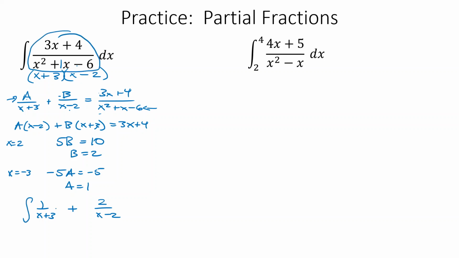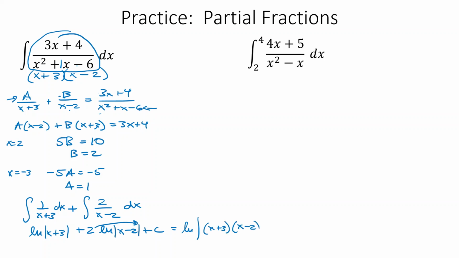Now we can just split it up and take the integral of each part. So we get the natural log of the absolute value of x plus 3 plus 2 times the natural log of the absolute value of x minus 2, plus c. You can leave it like that if you want. Or you can bring up the 2 and then put the insides together, and say this is the natural log of the absolute value of (x plus 3) times (x minus 2) squared, plus c. That would work too. Again, at that point, you're just trying to match whatever the answer is on the AP exam.